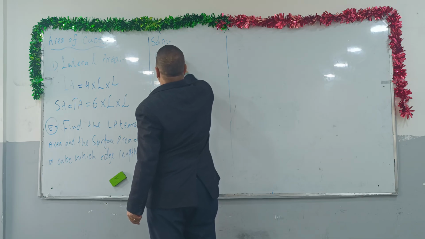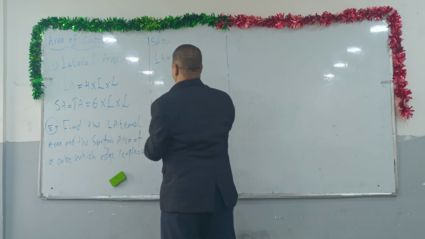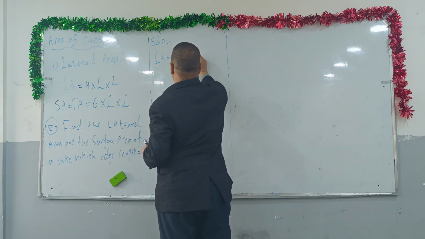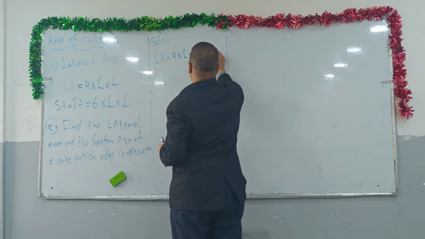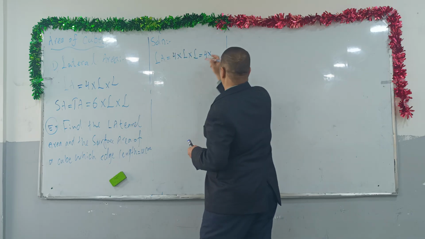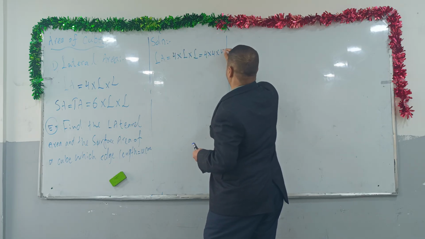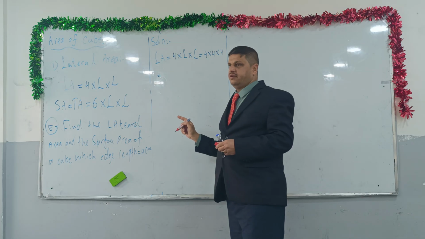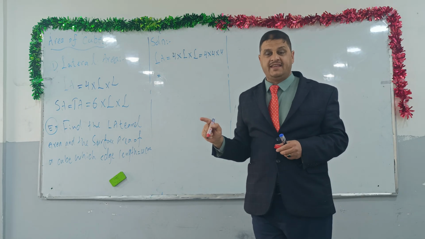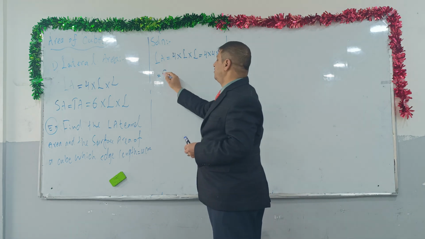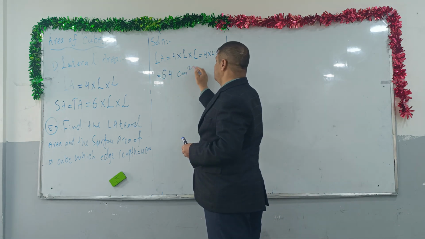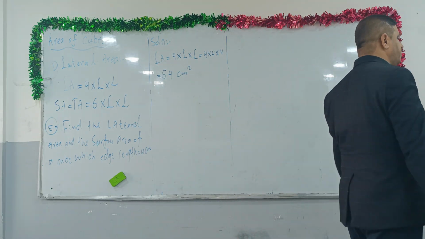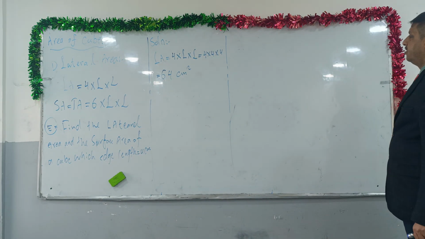Lateral area equals 4 times L times L, which equals 4 times 4 times 4, which equals 4 times 16, 16 times 4, 64 centimeter squared. Here is the lateral area of the cube.